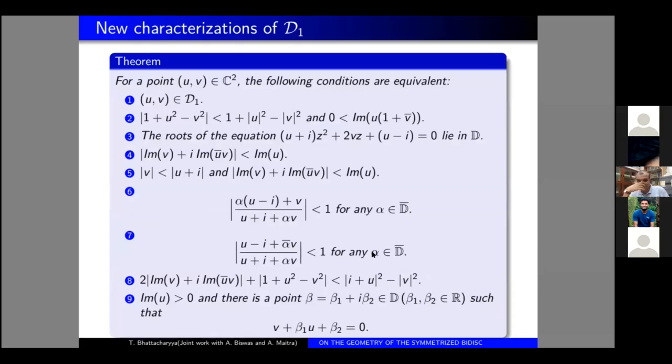Using known characterizations of the symmetrized bidisc, one can find new characterizations of D1, a whole bunch of them. Again, people who have seen characterizations of the symmetrized bidisc before would notice that all that we are doing is taking every characterization of the symmetrized bidisc, applying the biholomorphic map, and taking it to D1. Most of it. There is something interesting here.